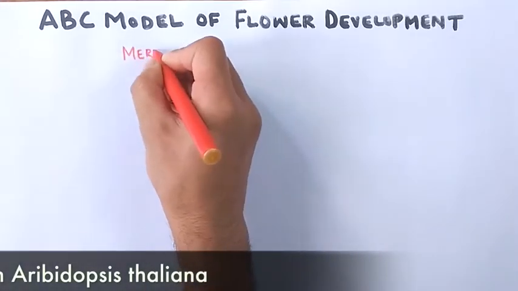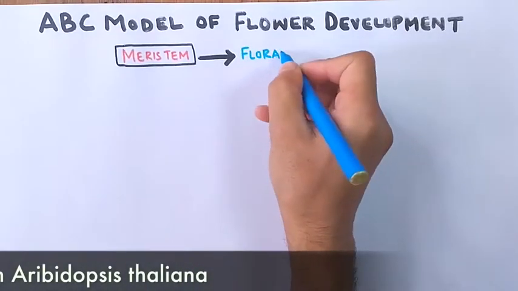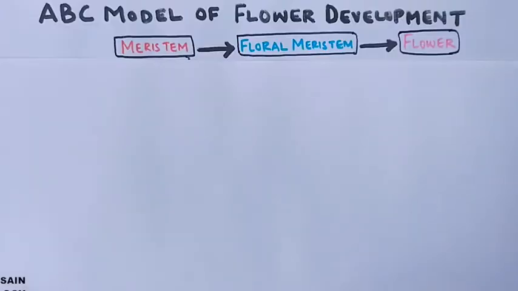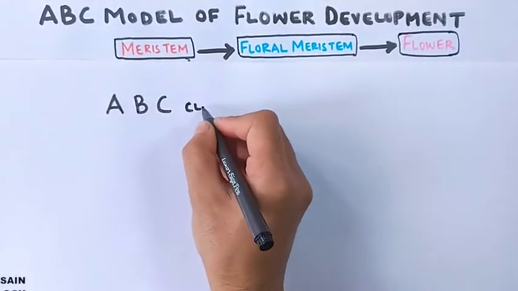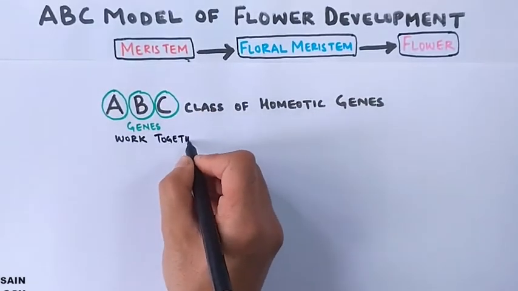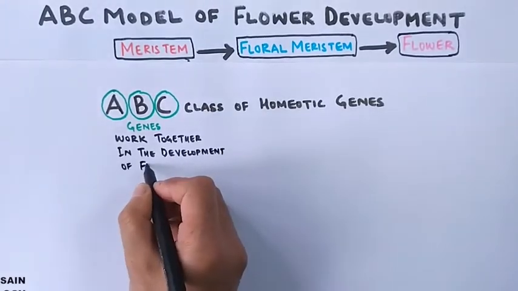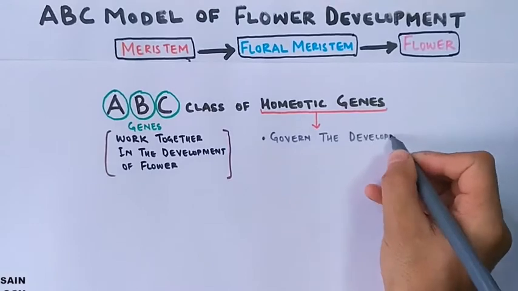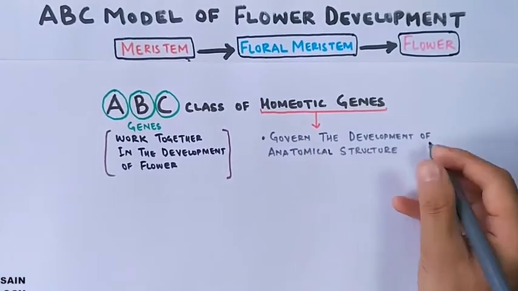This model explains how the meristem develops into floral meristem and then finally into flower. And why it has been given this name ABC? It's because these ABC are the class of homeotic genes which work together, which interact together in the development of flower. And we know homeotic genes are the genes that govern the development of anatomical structures in plants.